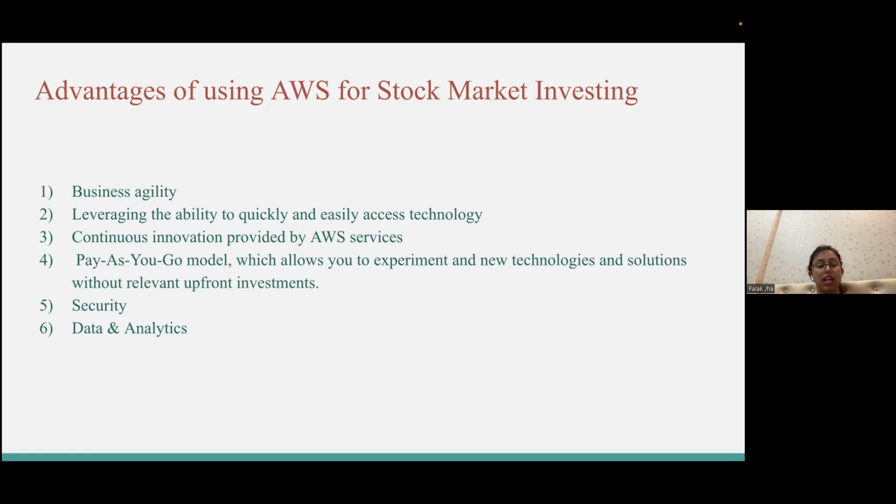AWS services provide a pay-as-you-go model, so it helps you experiment with different services and technology without worrying about the charges. Security: as I've already said, it uses many encryption models, so the data stored over AWS is highly secure. Data and analytics: it provides different analytics tools as well. Like here, I have used Amazon QuickSight to visualize and analyze the data, and there are many other services as well for analyzing.